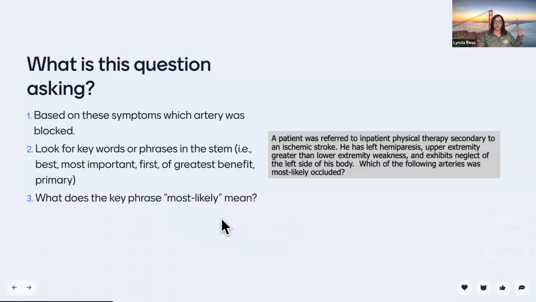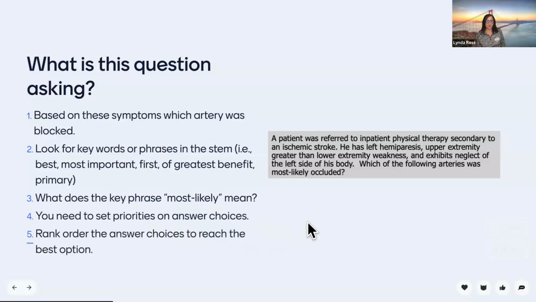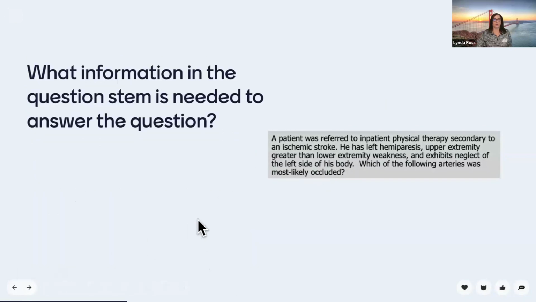What do these key phrases mean? Okay, so it really means set your priorities on answer choices. Rank order the best answer. Okay, so rank them in order. Which one is the best based on the context of this question, what this question is asking.